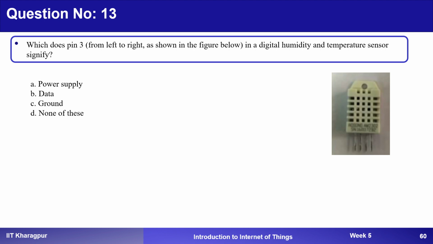So basically your DHT sensor, that is your digital humidity and temperature sensor, is used to sense the humidity as well as the temperature values. It consists of 4 pins, pin 1 to pin 4. The first pin, that is pin 1, is responsible for getting power, so it is the power supply pin. Pin 2 is the data pin. Pin 3 is null. And pin 4 is ground. So basically pin 3 is null, right? So in the options, there is no null option. So the correct option for this question is none of these.